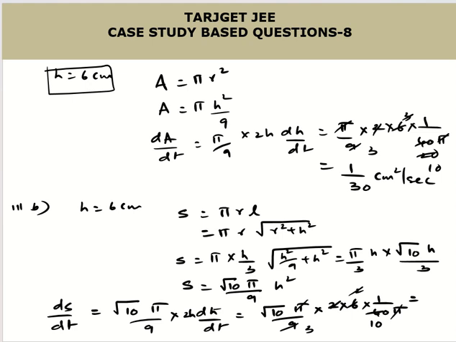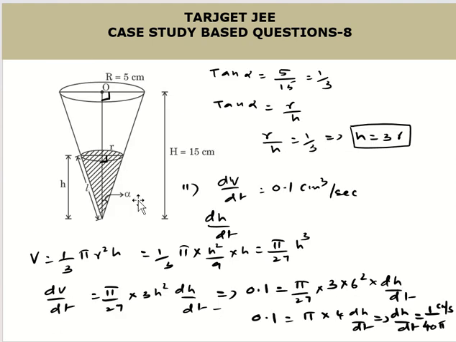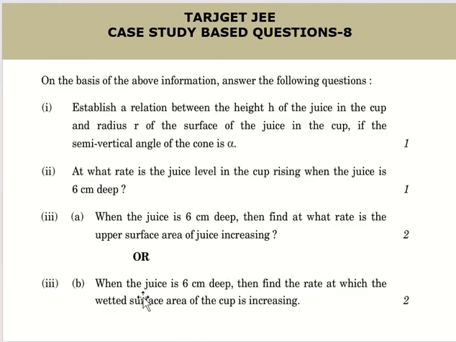So I can cancel a root 10 and a 10. So we get 1 by 3 root 10. 1 by 3 root 10 centimeter square per second is the rate at which the wet surface area of the cone is increasing.